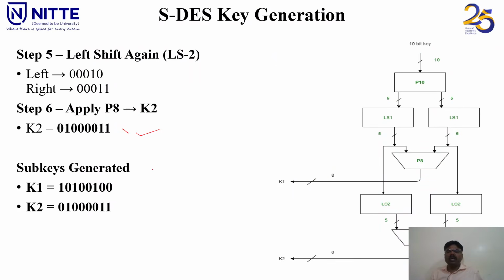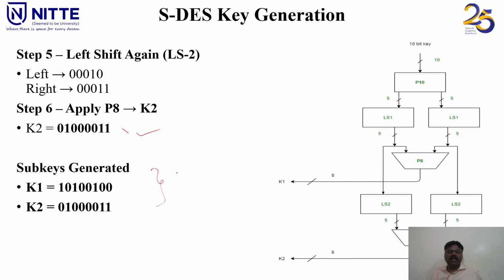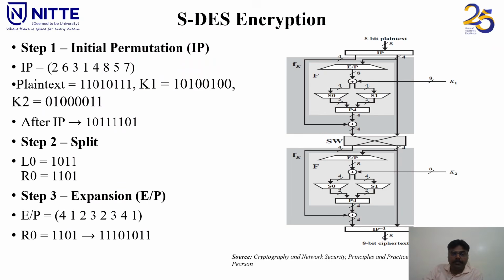So this is how I'll go on generating the two subkeys from the original key K. I hope you understood the way of generating the two keys. Now, after generating the two subkeys, the next step is that we have to perform the encryption operation.